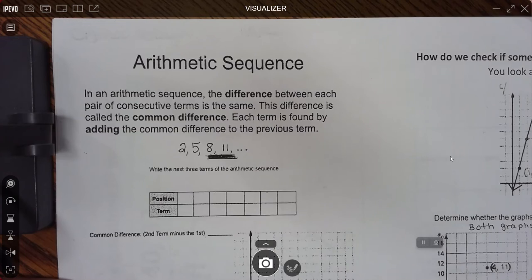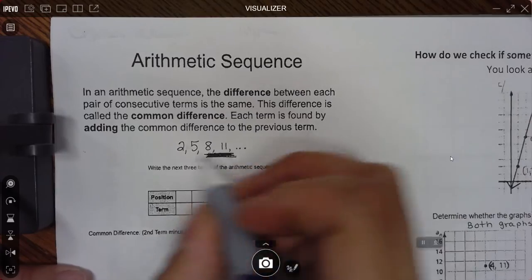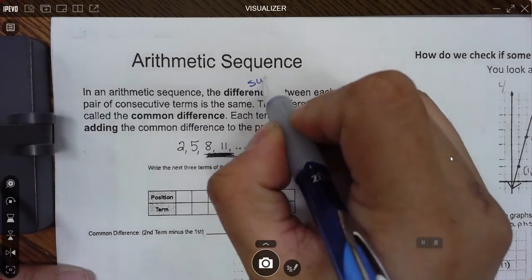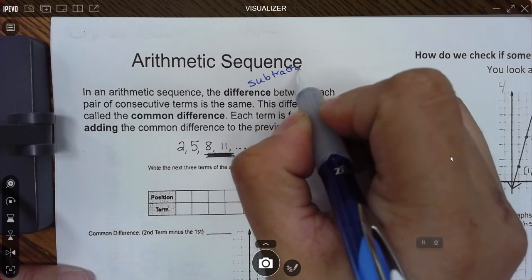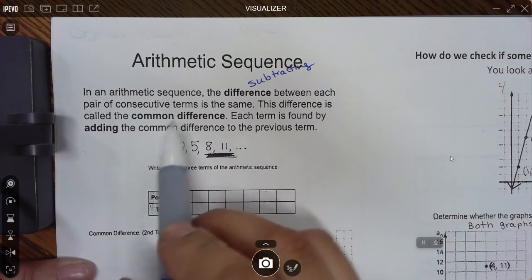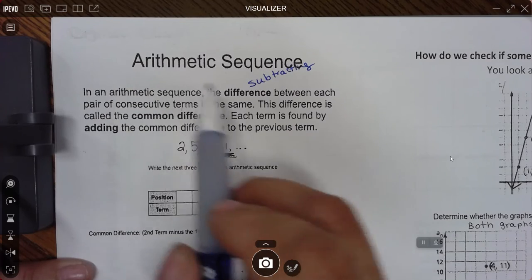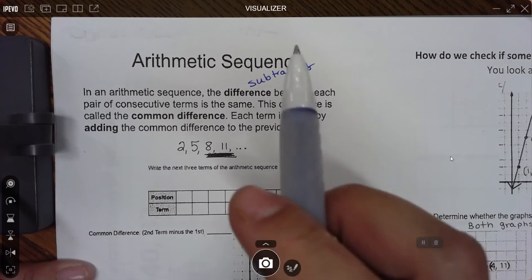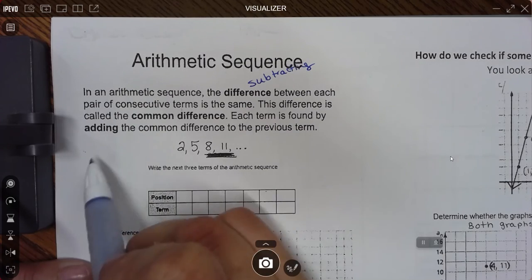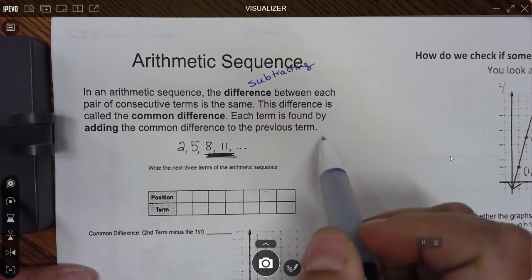All right, hello students. We're in class right now and we're doing arithmetic sequences. An arithmetic sequence is going to be the difference. And remember, difference is just subtracting. So we're not doing anything outside of what we already know how to do. It's the difference between consecutive terms, and consecutive terms just means terms that go in order, like the first term, then the second term, then the third term, then the fourth term. That's what consecutive means. This difference is called the common difference, and each term is found by adding the common difference to the previous term.